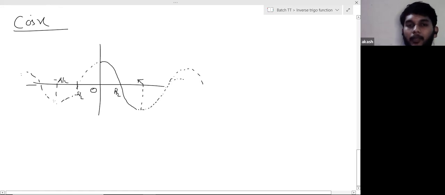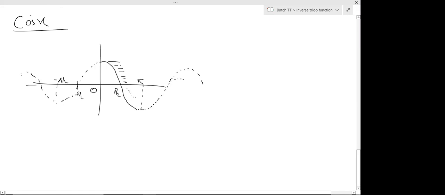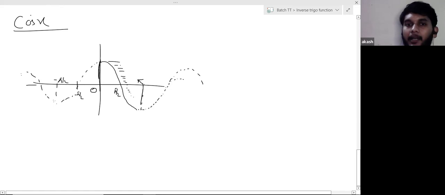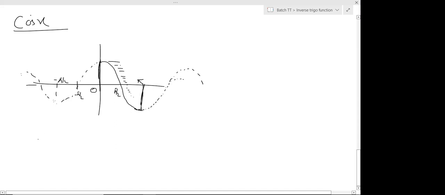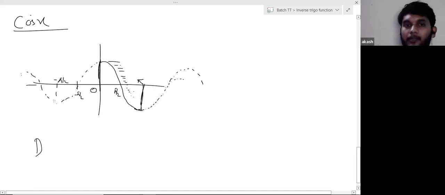So here what we do, we restrict the graph from 0 to pi, because again, for one y we are getting only one x. So we are restricting the graph from 0 to pi. This is clear? 0 to pi, right?